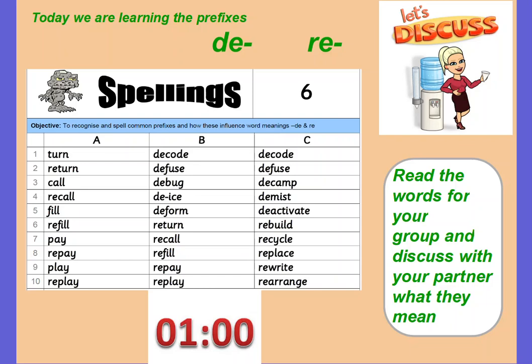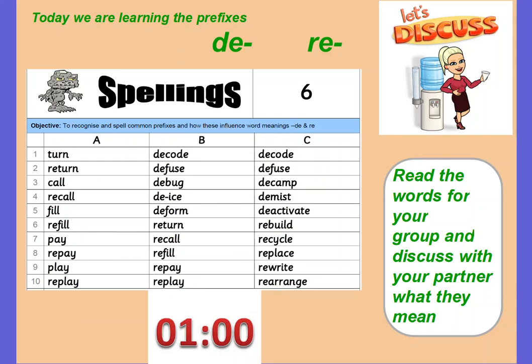Okay, that's half your time. If you're not sure, maybe have a look at the root words in group A and see how the word changes when the prefix is added. 15 seconds. Okay, and that is your time up.